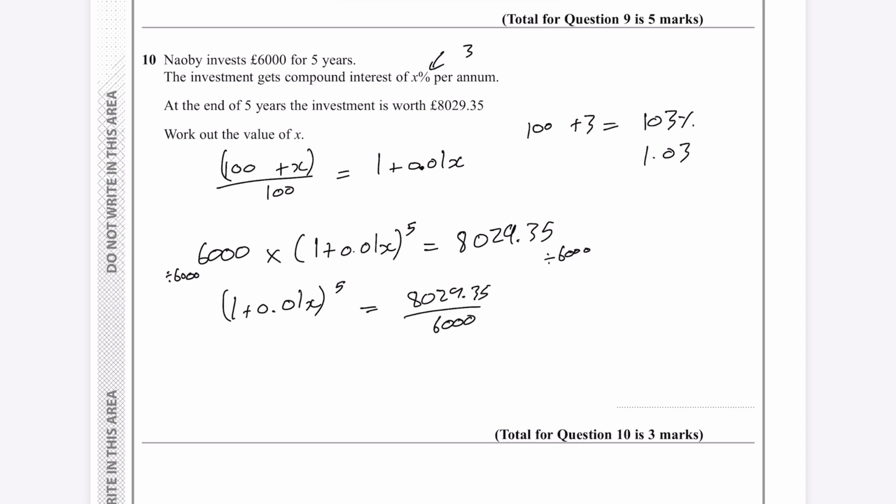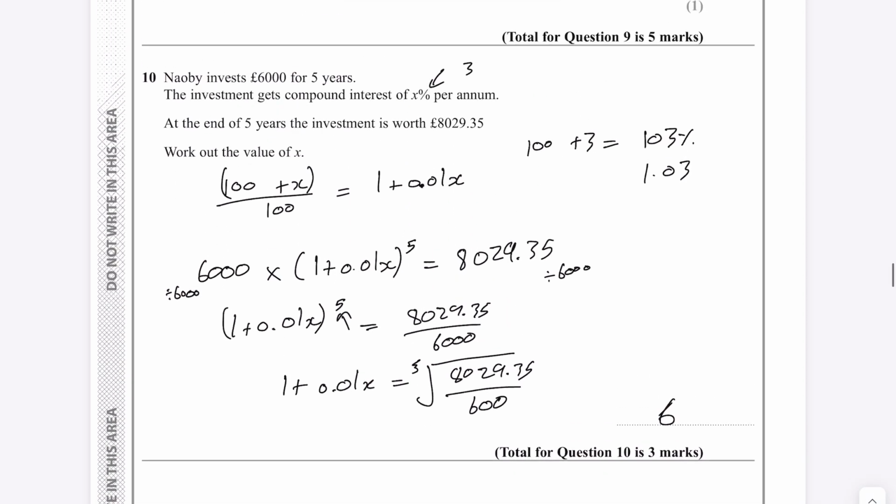And then to get rid of this power, we just do the opposite. So if it was squared, we do square root. In this case, it'll be 1 plus 0.01x, and then it'll be this to the power of 5. So 8029.35 divided by 6,000. And then once you get your answer, you subtract it from 1 and divide it by 0.01, and you would end up with X is equal to 6. Well, it'll end up with 5.99999 is what I ended up on my calculator, but yeah, that's 6.